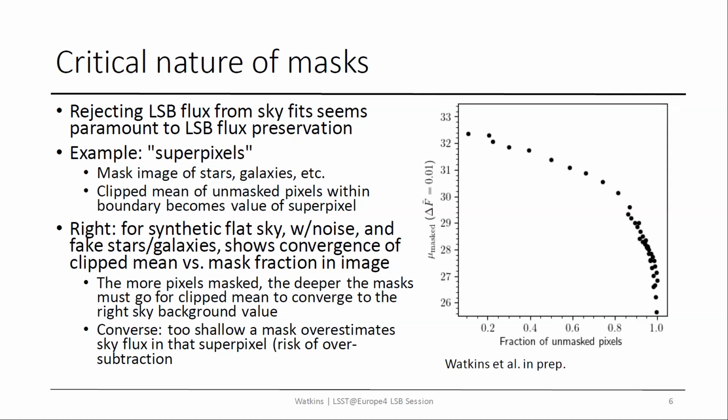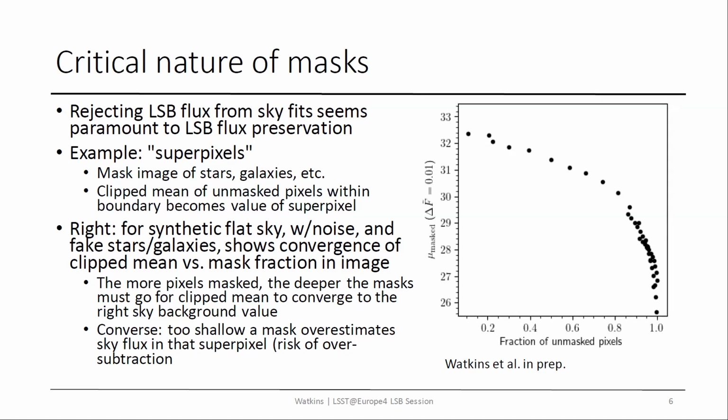This plot here is showing an interesting experiment I did regarding these superpixel ideas. So the basic idea behind a superpixel is you take a region of your image with some given dimensions, you mask all the sources within that region, and you take a clipped mean of the unmasked pixels as sort of the representative value of the flux in that particular box. So I just decided to test how sensitive the clipped mean is to unmasked low surface brightness flux.